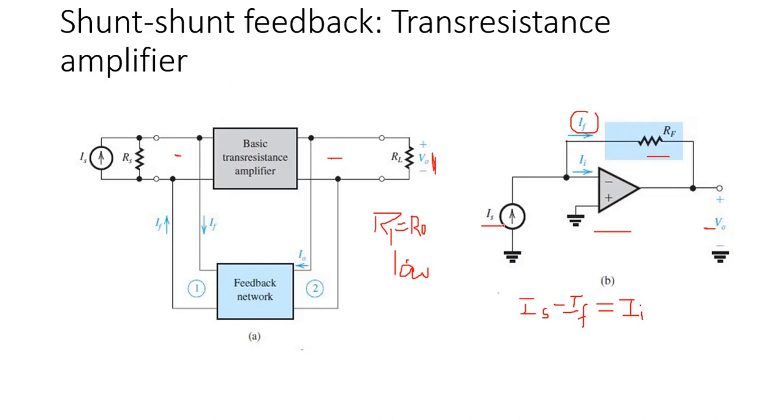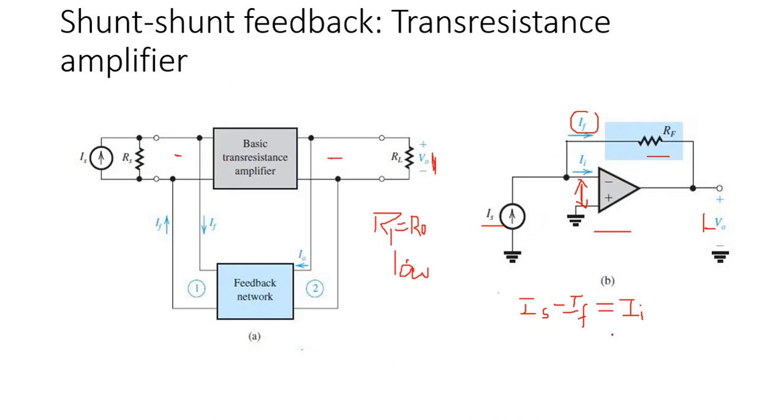If the source current IS increases, the input current Ii will also increase, causing the voltage at the negative input terminal to rise. Across this, the input voltage will rise. As a result of this, the output voltage will decrease, causing an increase in IF. IF and IS have the same polarity.